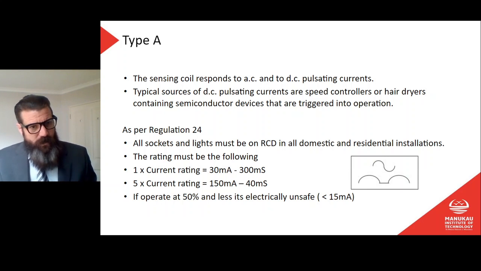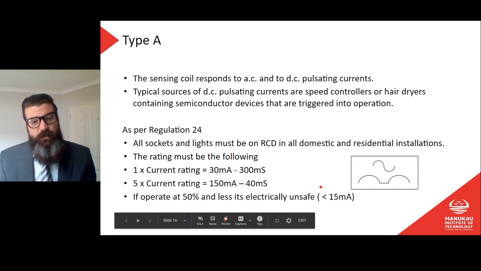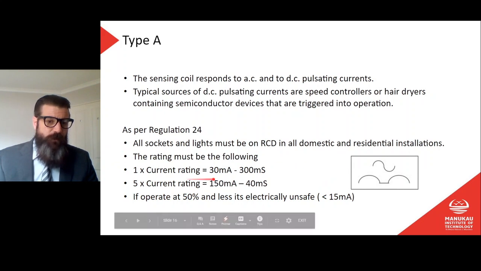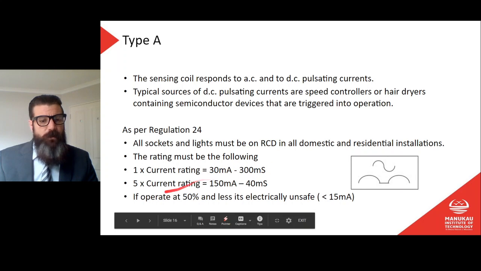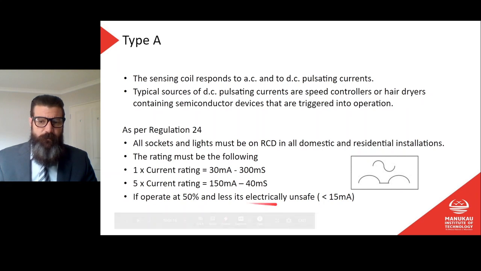As per Regulation 24, all sockets and lights must be on RCDs in all domestic and residential installations. The rating must be the following: 1 times current rating, 30 milliamps, 300 millisecond trip time. 5 times the current rating, that's 30 times 5, 150 milliamps, 40 millisecond operation time. If it operates at less than 50%, it's electrically unsafe. So it must not operate below 15 milliamps. We're going to get way too much nuisance tripping if we did that.